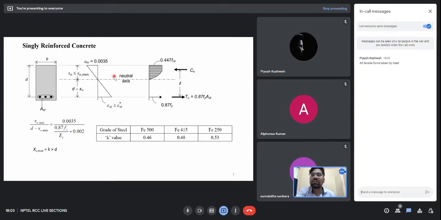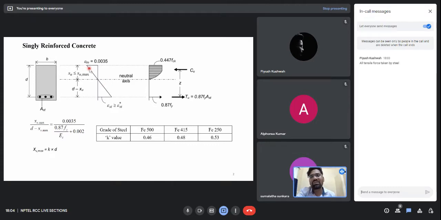The assumption which we used to draw this strain diagram is that a plane section remains plane before bending and after bending. This line shows us the cross section before bending, and after bending also it remains straight. From this assumption we get this strain diagram. If plane section did not remain plane, then this diagram would not be linear. It would be some non-linear diagram. It can be anything like a parabola or something like that.